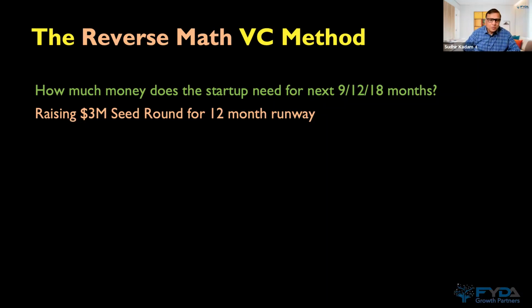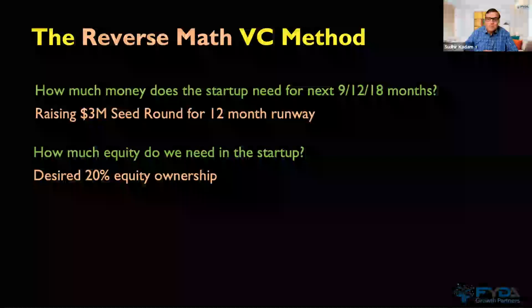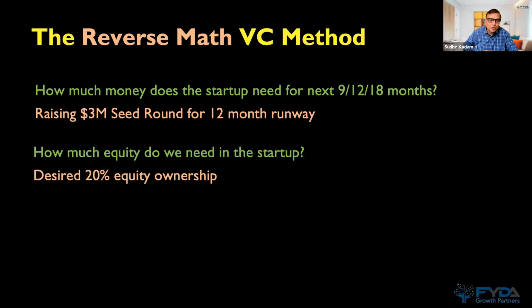So let's say you are now raising a 3 million seed round for a 12-month runway. The moment you say that, the VC is thinking, if I give him 3 million, in 12 months' time I see his valuation going so much. I want 20% equity in this company. So how much of the company does the VC desire? That will be the next thing. And I will tell you, there are certain norms of how much equity people take at each stage also. So desired equity is 20%.